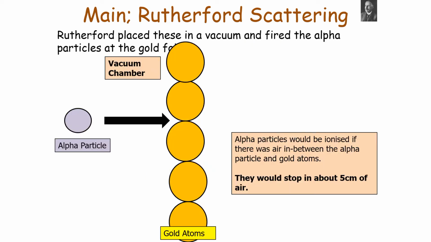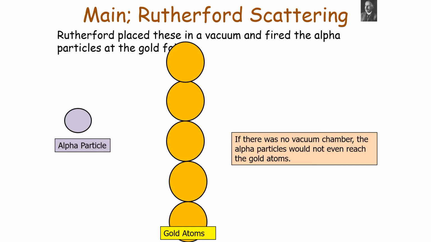Now Rutherford placed the gold foil and the alpha source in a vacuum chamber, and he fired the alpha particles at the gold foil. Now the reason why he placed them in a vacuum chamber is that the alpha particles would be ionized if there was air in between the alpha particles and the gold atoms, because alpha particles tend to stop within 5 centimeters of air. So if there was no vacuum chamber, the alpha particles wouldn't even reach the gold atoms.